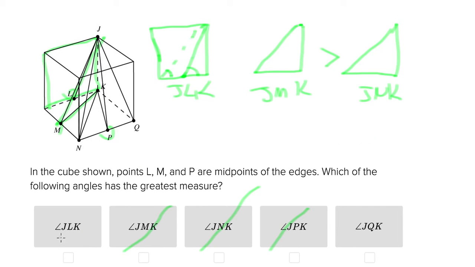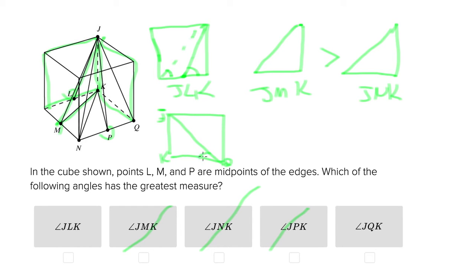And then we're only comparing JLK and JQK. For JQK, we can go ahead and draw what that triangle would look like by drawing this face of the cube separately. So let's draw that face of the cube separately right over here. I'm going to label this Q here. This is going to be J here, and this is going to be K here. And we're just going across the square.